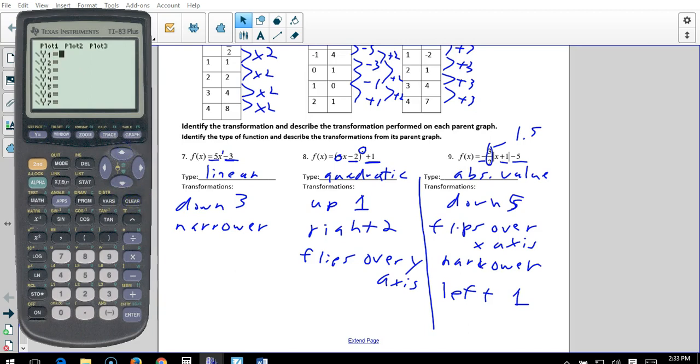Number 8. This is a quadratic. Your parent function is x squared, which is going to be your parabola. Come back for number 2. Parentheses, negative x minus 2, close parentheses, square, plus 1. Okay? So remember, we said right 2, okay? Which it does. But then it flips over the y-axis and ends up being back over on the other side.